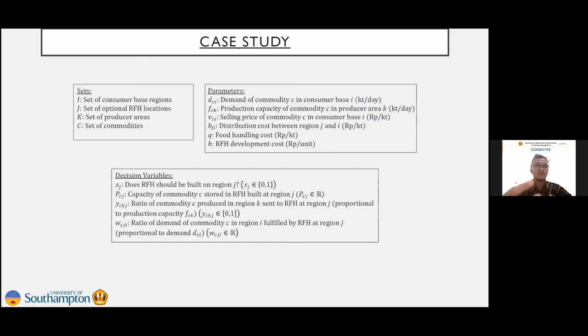And here we also look at the selling price of commodity C in consumer base I. In line with the information that we have on the market price, we'll focus on the supply where the price is high. Let's say the stock is not sufficient. And there's also another parameter, which is the distribution cost between region J and I. And we have Q for the food handling cost. And H here is for RFH development costs.